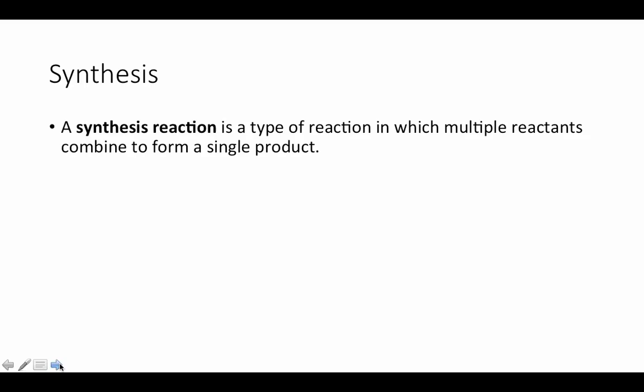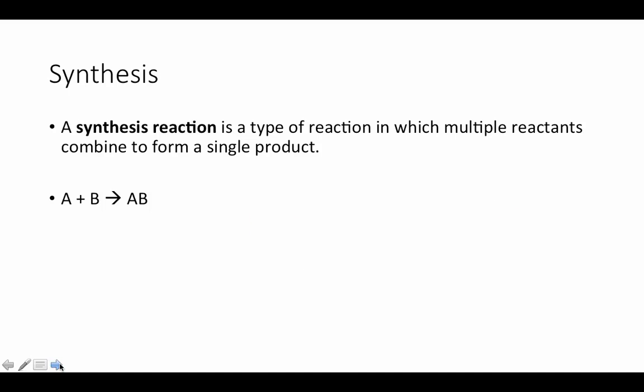Next, we have synthesis reaction. So synthesis, this is where it starts to get a little bit easier. Single replacement and double replacement are the trickiest. A synthesis reaction is a type of reaction in which multiple reactants combine to form one single new product. So the pattern that we see here is A plus B yields AB. There's not a whole lot to say here other than A and B combine to form something new.